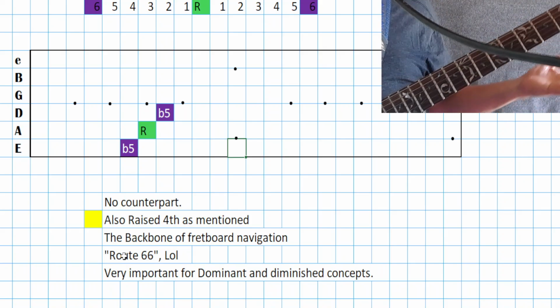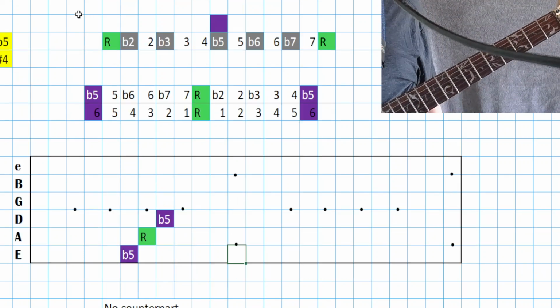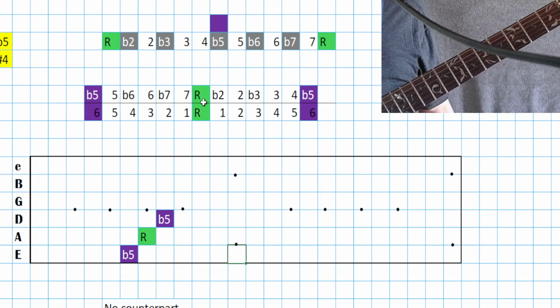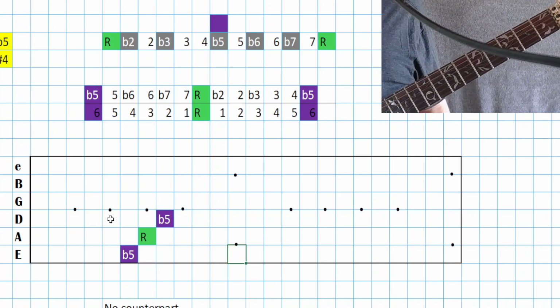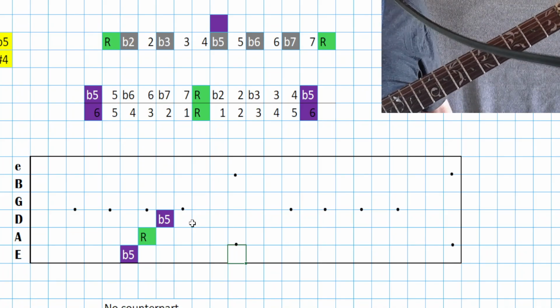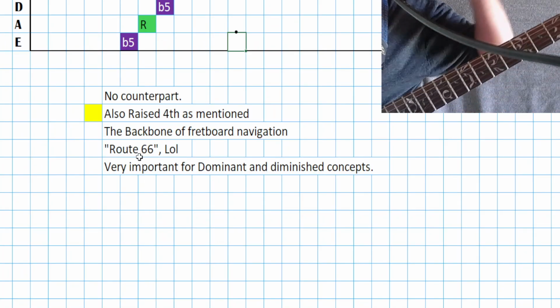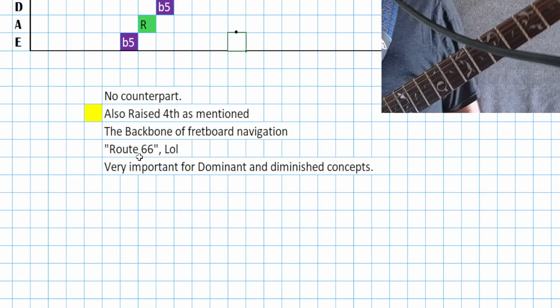Root 66, let's be dumb. Now, we know that you're going from the root to the 6, root 6, root 6, root 6. Get your kicks on Route 66. Hey, cool, right? So let's call it Route 66.